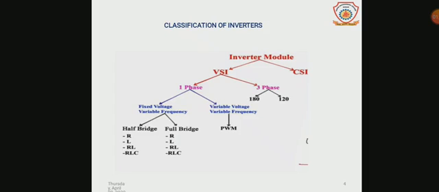The single phase inverters are again subdivided into two categories. First is fixed voltage and variable frequency inverter and second is variable voltage variable frequency inverter. The three phase inverters are again subdivided into two parts. First one is 180-degree inverter, second one is 120-degree inverter. The variable voltage and variable frequency inverters are PWM. The fixed voltage and variable frequency inverters are again subdivided into two categories. First one is half bridge inverter and second one is full bridge inverter.